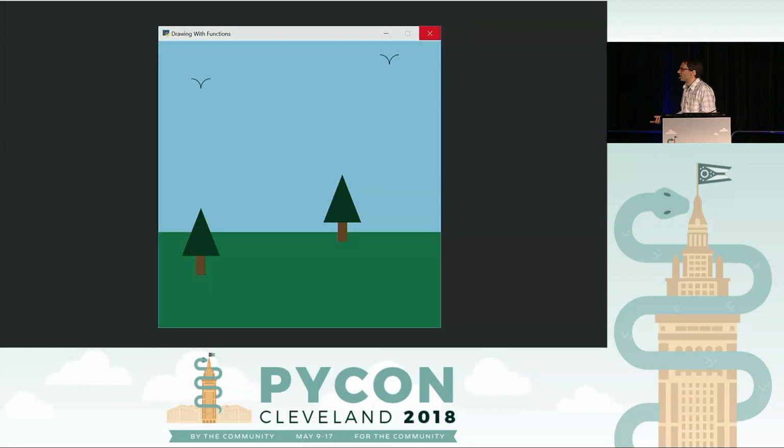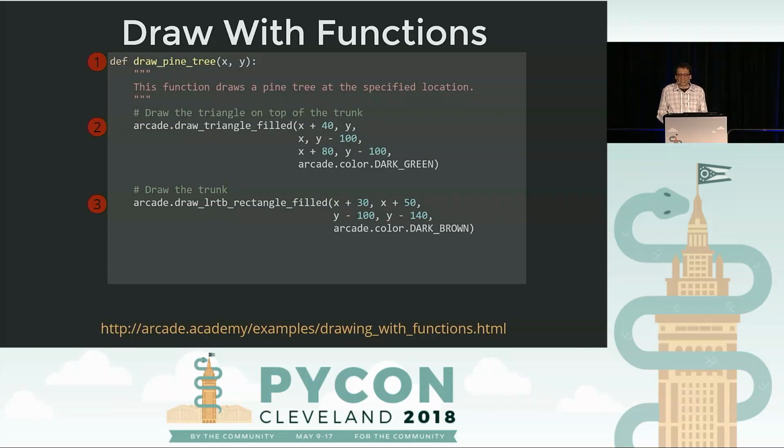Okay, so this is an image that I've got that has a couple functions, one for drawing trees, one for drawing a couple birds up there. Let's take a look at the tree drawing function. This example for drawing a tree out of the previous image, I've got line number 1 up here defines the draw tree function. And this is where if you name your functions really well, your code becomes self-documenting.